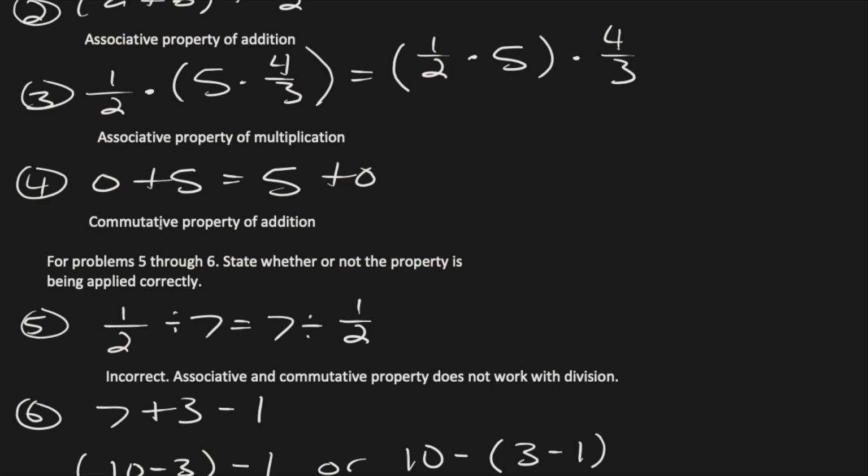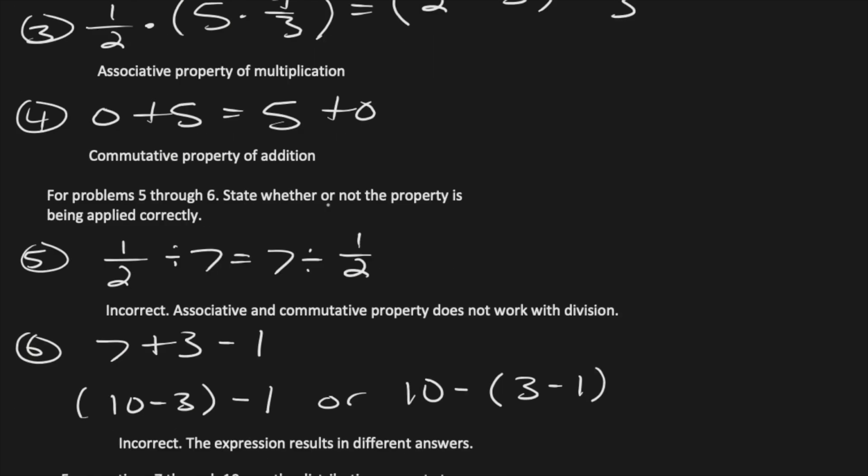For number 4, the commutative property of addition is used. Okay, commutative relates to the order. So on the left side of the equation, the order is 0 plus 5, but on the right, they just switch it over to 5 plus 0. Still equals the same thing. 0 plus 5 is 5, and 5 plus 0 is 5. True.